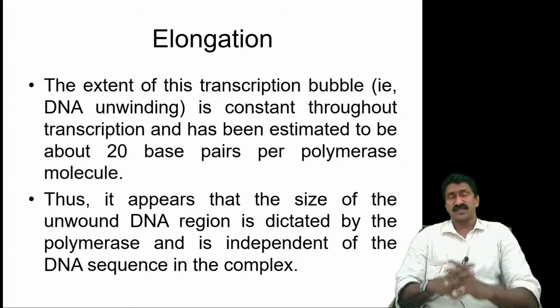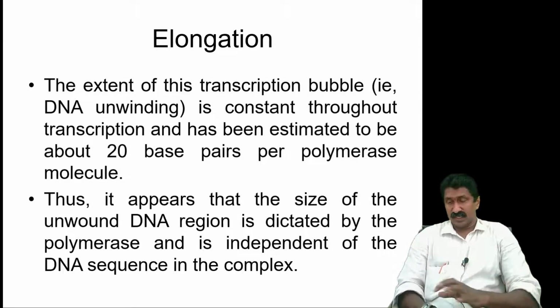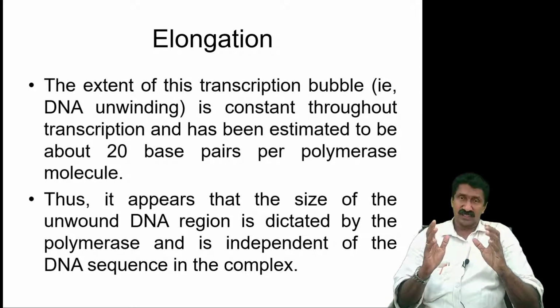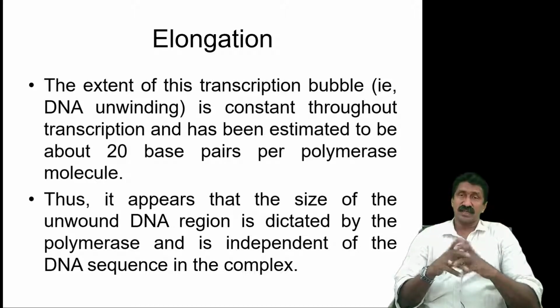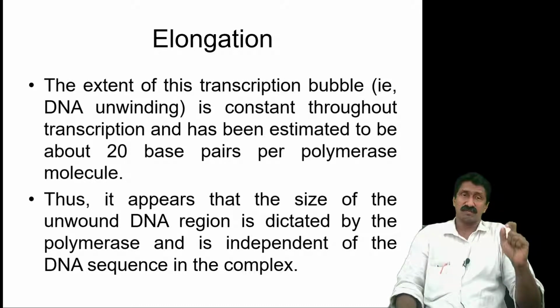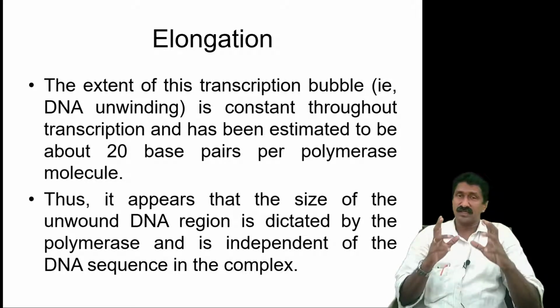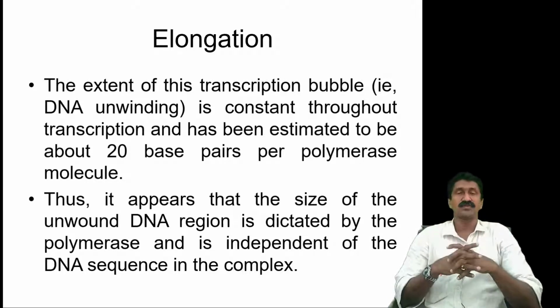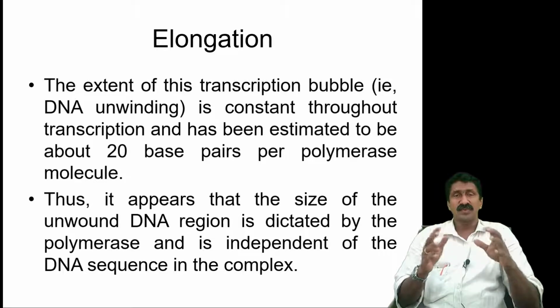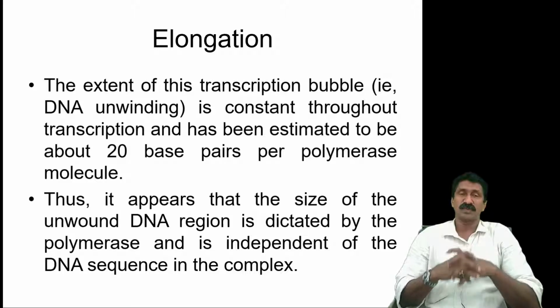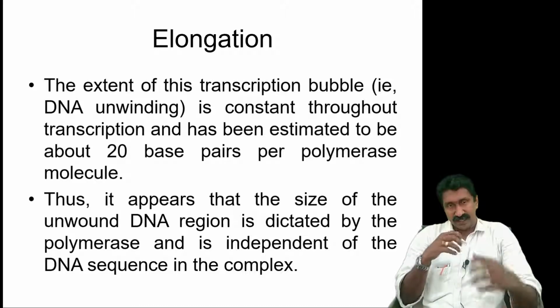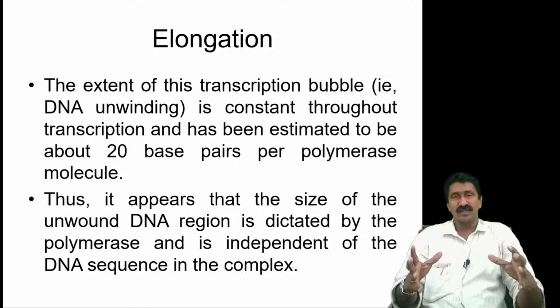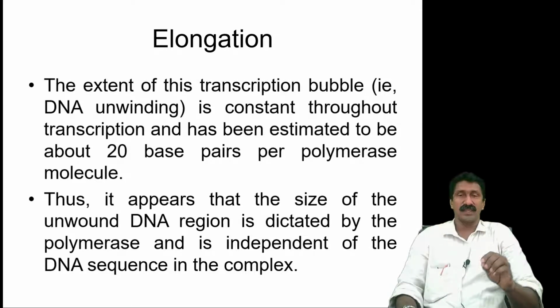So the next step is the elongation. The elongation is the second stage in the transcription. The extent of this transcription bubble, that is the DNA unwinding, is almost constant throughout the transcription and has been estimated to be about 20 base pairs per polymerase molecule. Thus, it appears that the size of the unwound DNA region is dictated by the polymerase and is independent of the DNA sequence and its complex.